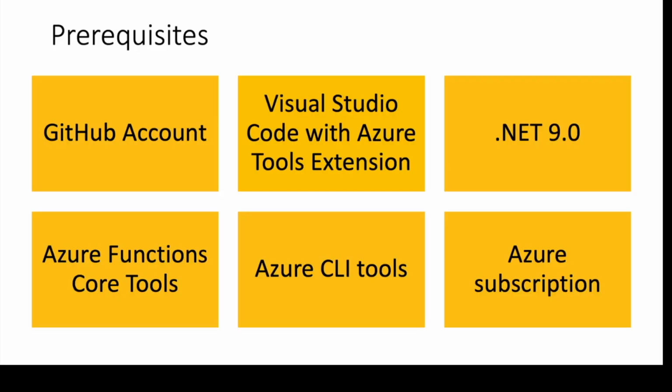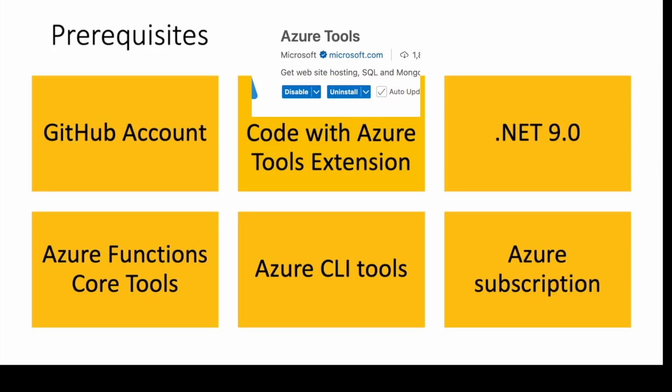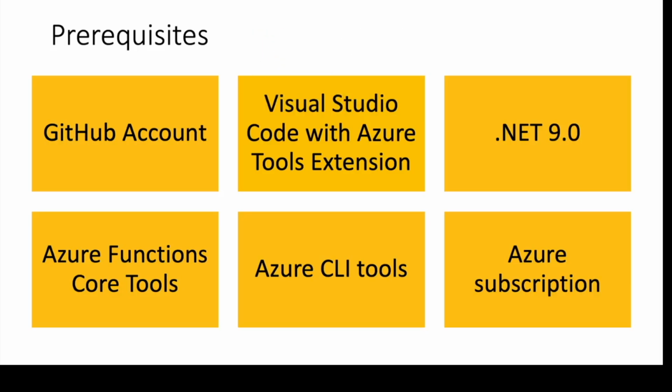In order to continue on, you will need to have a GitHub account. You also need Visual Studio Code with the Azure Tools extension. You will need .NET 9 or later. Also, we will first build the application using Azure Functions core tools. Later on, in order to deploy it, we will need the Azure CLI tools. And of course, if you want to go through the deployment process, you will need to have an Azure subscription.